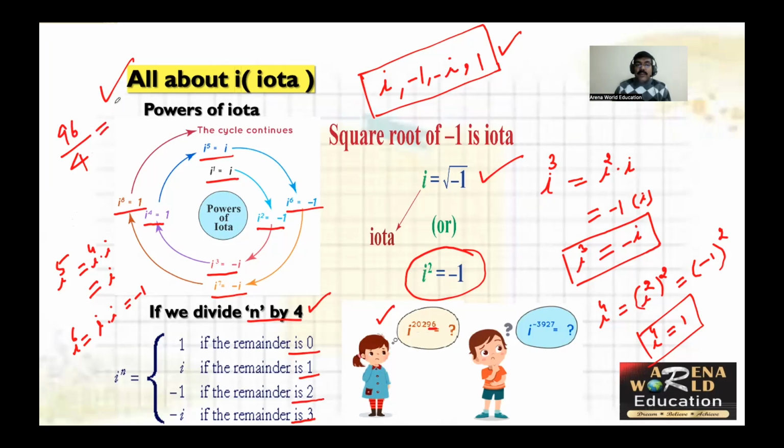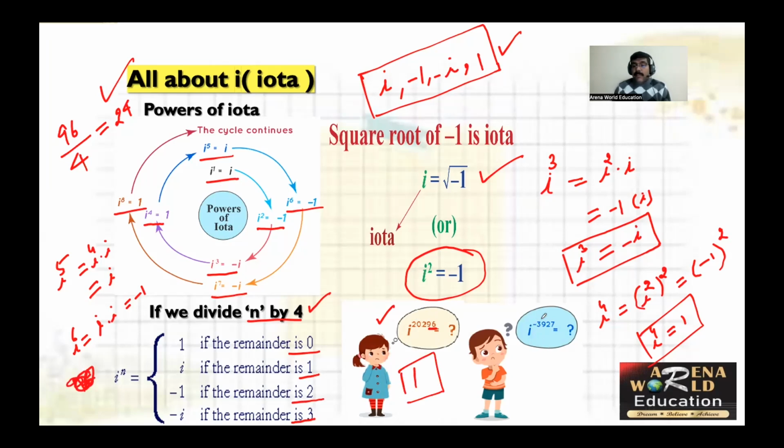Right? So it is what? It is 24. So 24 fours are 96. So the remainder is 0. So if the remainder is 0, then the answer will be what? 1. So here, in fractions of a second, you can solve iota raised to power 20,296. The answer will be 1. Now let us try the second question.